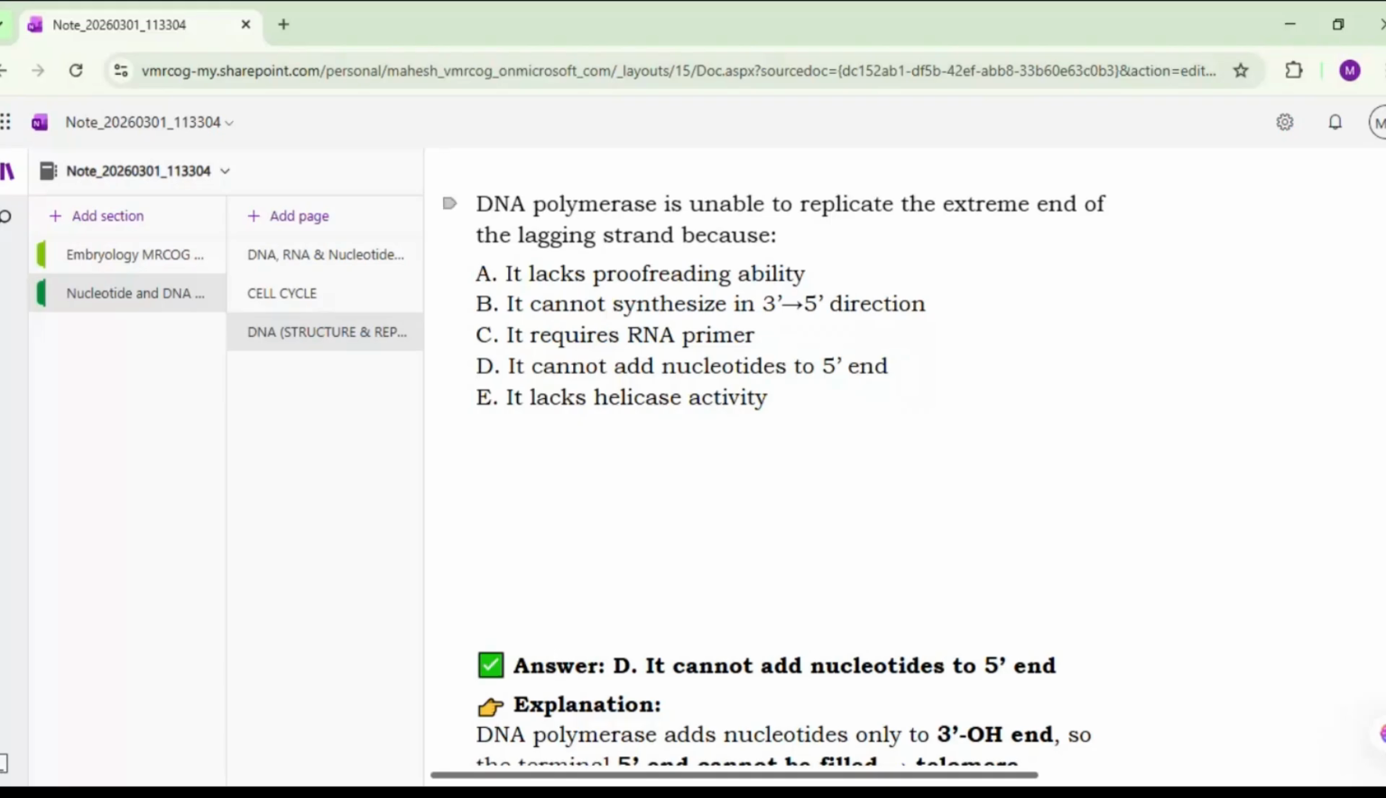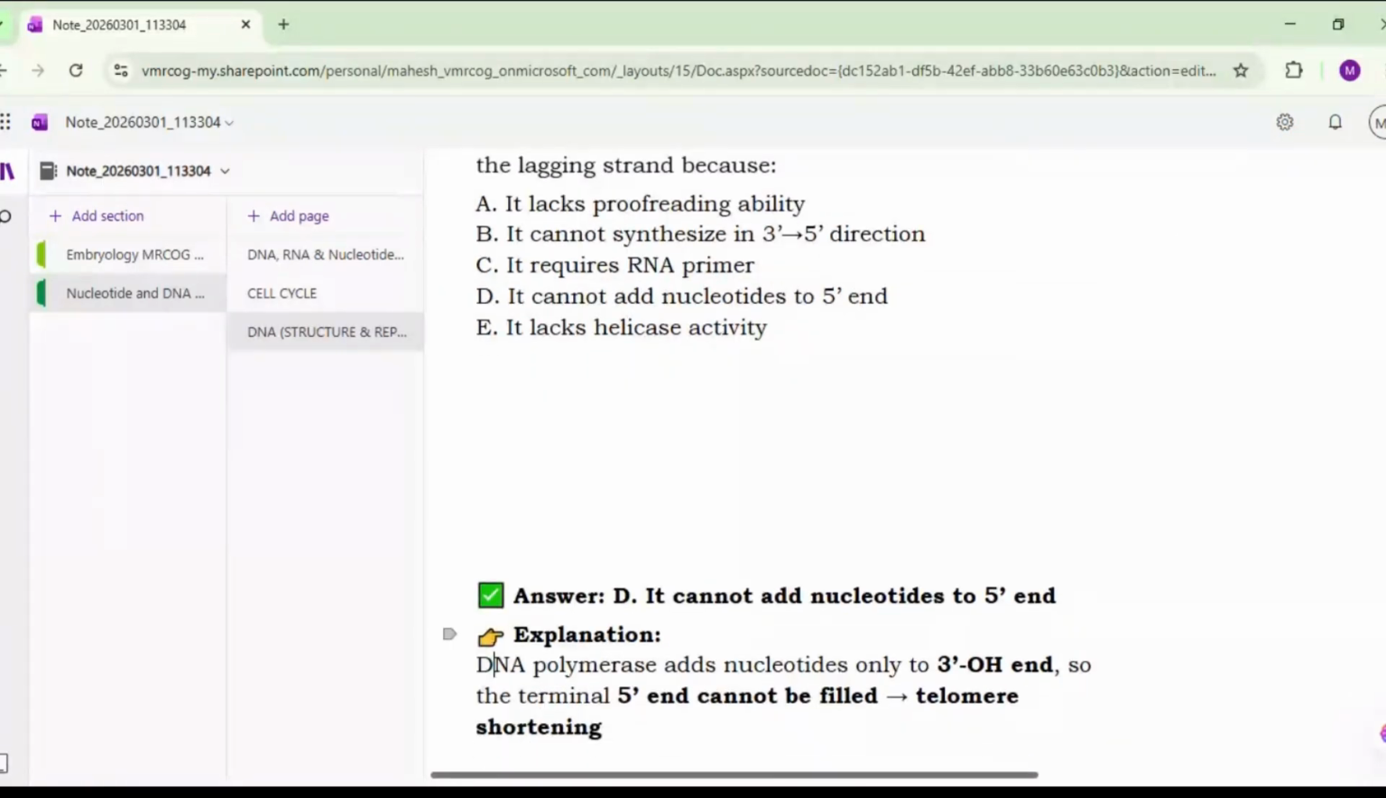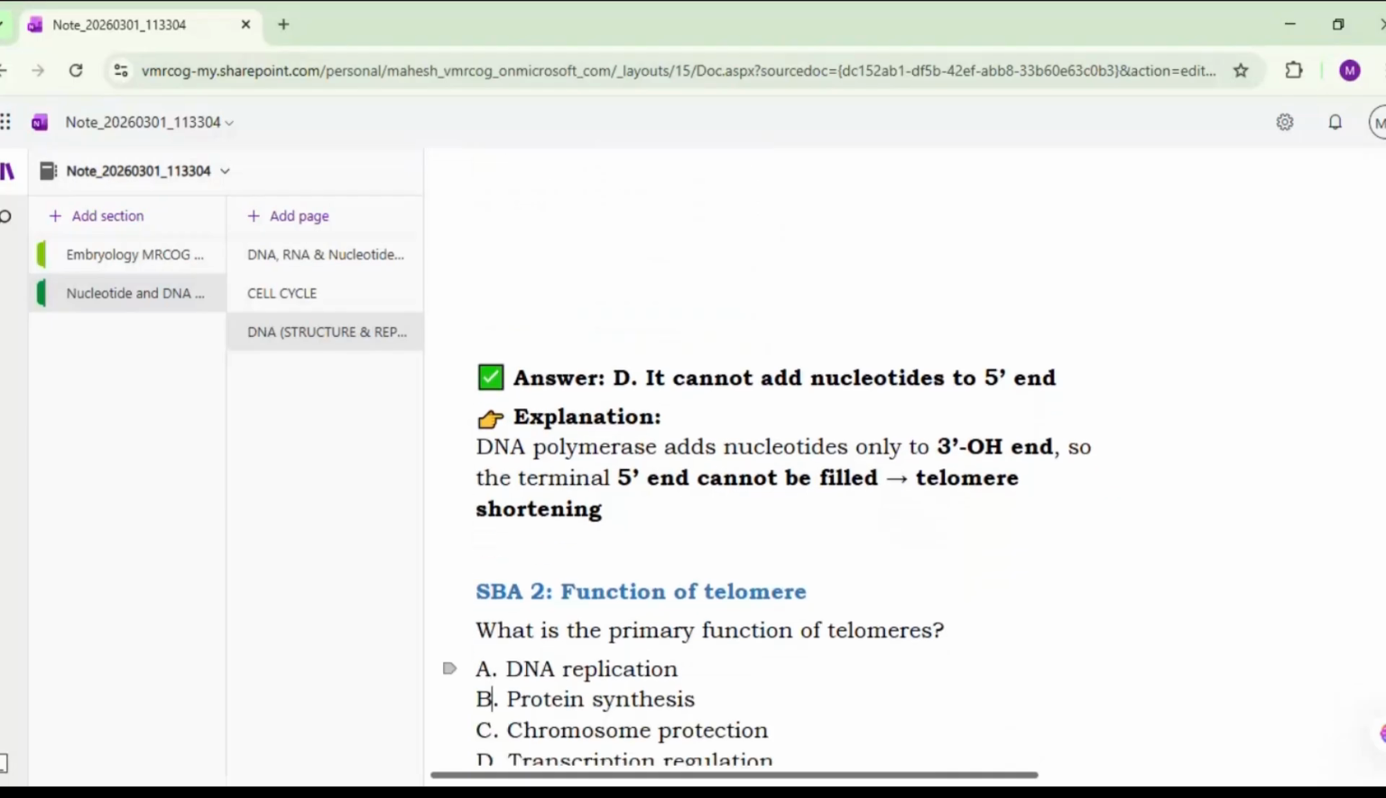We are dealing with the extreme end. The extreme end is a problem because DNA polymerase cannot add nucleotides to 5', and there comes the role of the telomerase. DNA polymerase adds nucleotides only to the 3' hydroxyl end, so the terminal 5' end cannot be filled. And that is why telomere shortening is there.